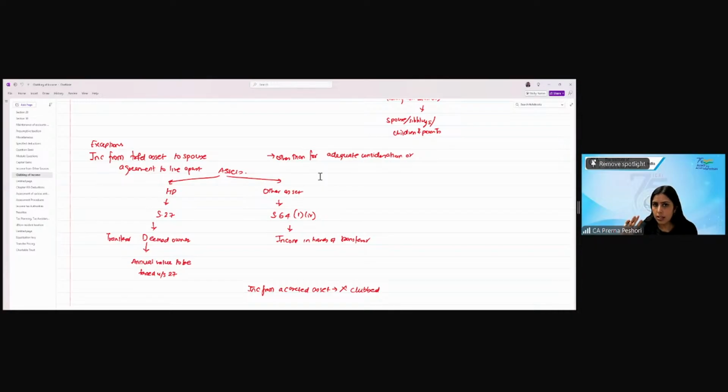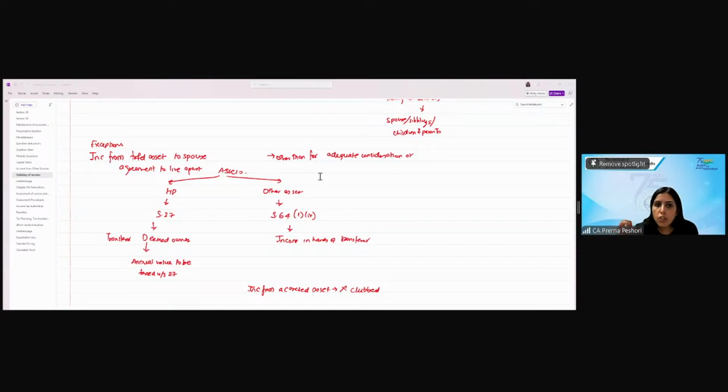Now let's say I've transferred the asset to my spouse, and that is generating, let's say, rental income. Now she invests the rental income, or he invests the rental income, into, let's say, a fixed deposit, and that fixed deposit is now generating interest. So will I club the rental plus interest income? The answer is no. I will only club the rental income. So any interest income will not be clubbed.